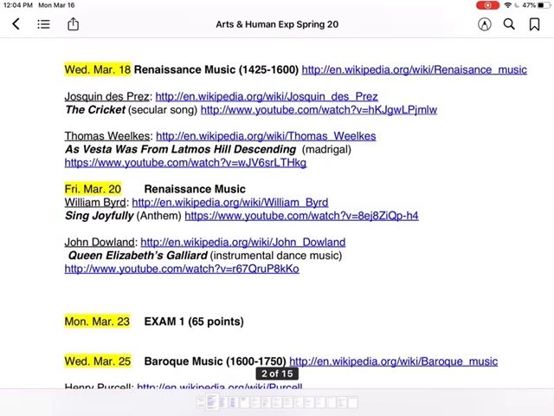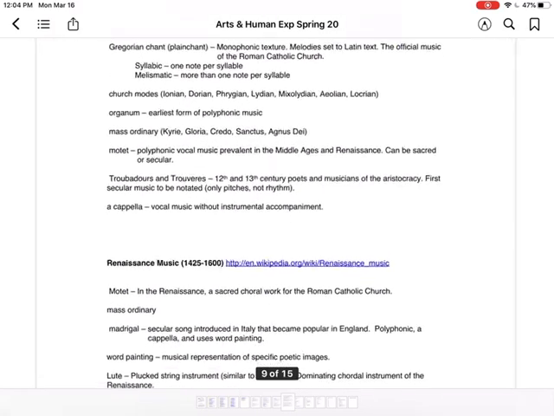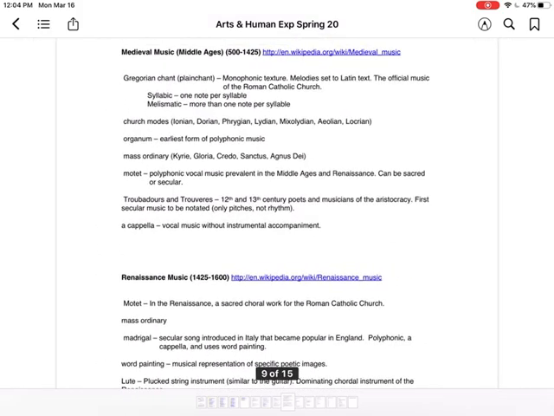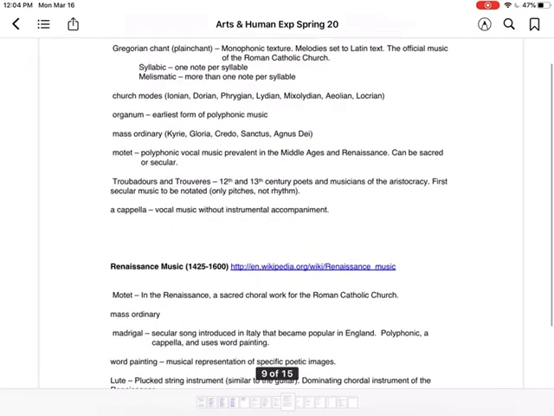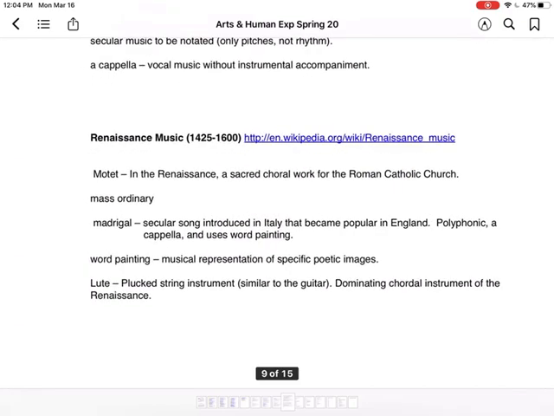And the second piece is Thomas Weelkes' As Vesta Was from Latmos Hill Descending, and that is also a secular piece, and more specifically, it is a madrigal. So, here is page 9 of your syllabus. Those are the medieval terms that we went over some of last time. So don't worry about the ones we didn't talk about. And here are some of the ones that we will cover today under Renaissance music.